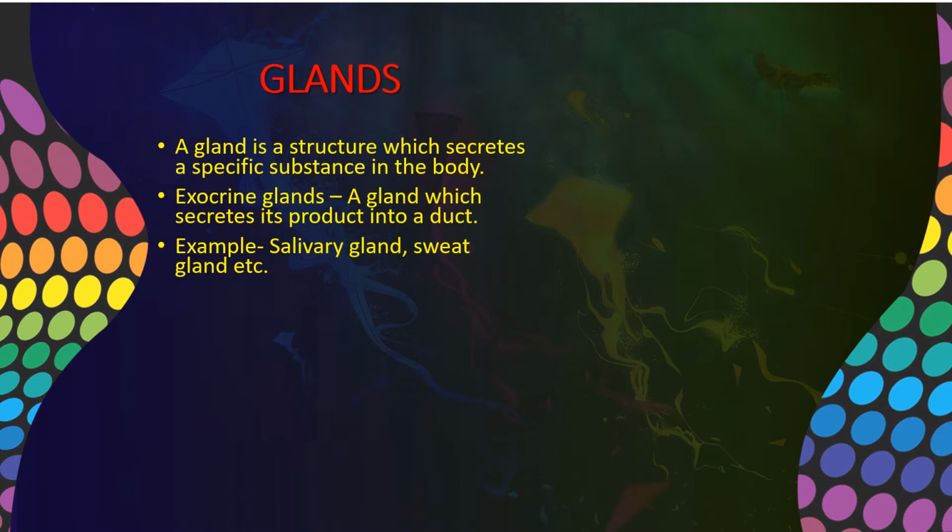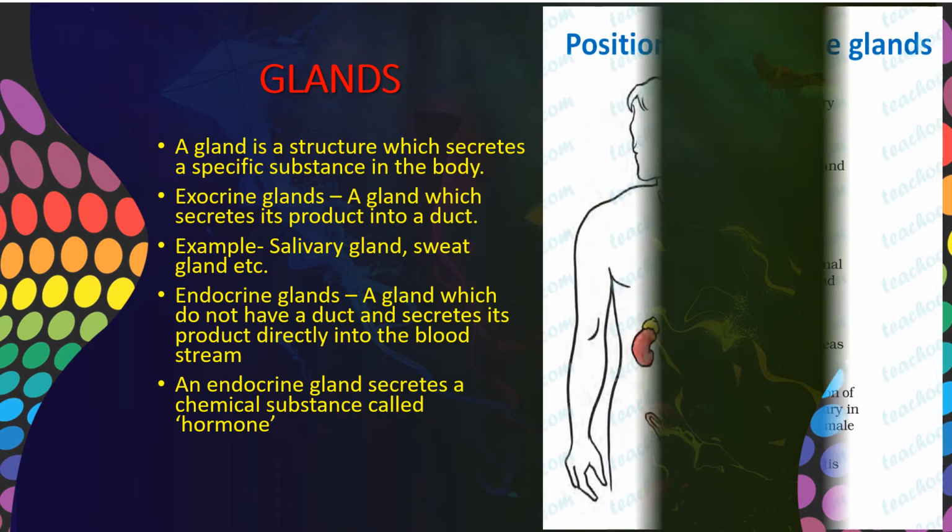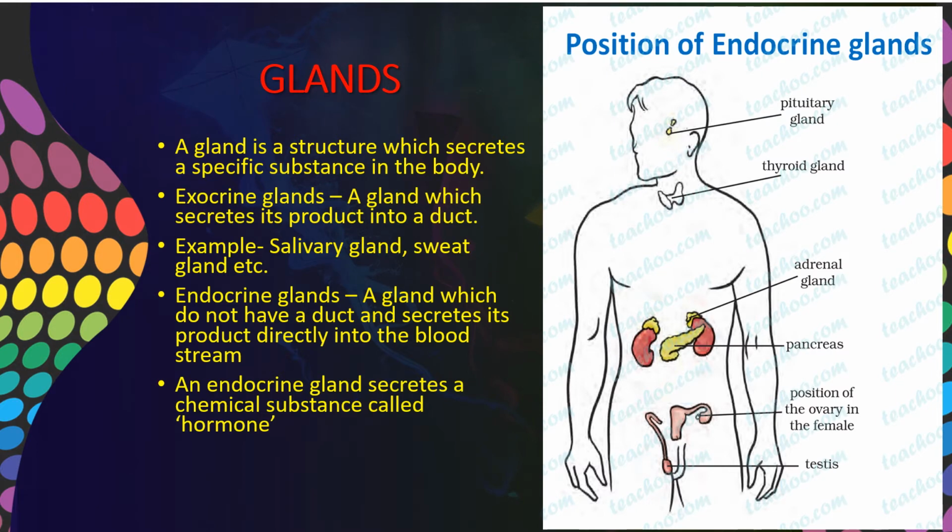Salivary gland, last year you studied in the digestive system. This gland produces saliva and it passes into the duct called the salivary duct, so it is an exocrine gland. Another type of gland is the endocrine gland. Endocrine glands do not have a duct and secrete their products directly into the bloodstream. So they are called ductless glands and they produce chemical substances called hormones. Some examples of endocrine glands are pituitary gland, thyroid gland, adrenal gland, etc.